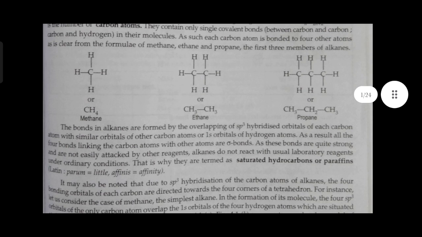The bonds in alkanes are formed by the overlapping of sp3 hybridized orbitals of each carbon atom with similar orbitals of other carbon atoms or 1s orbitals of hydrogen atoms. As a result, all the four bonds linking the carbon atoms with other atoms are sigma bonds. As these bonds are quite strong and are not easily attacked by other reagents, alkanes do not react with usual laboratory reagents under ordinary conditions. That is why they are termed saturated hydrocarbons or paraffins.